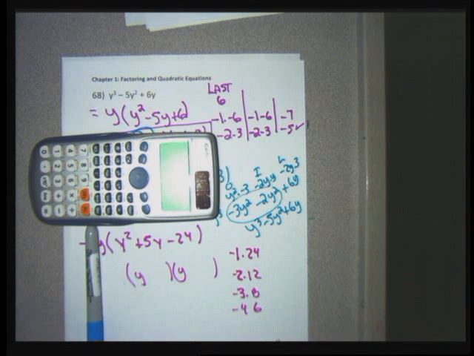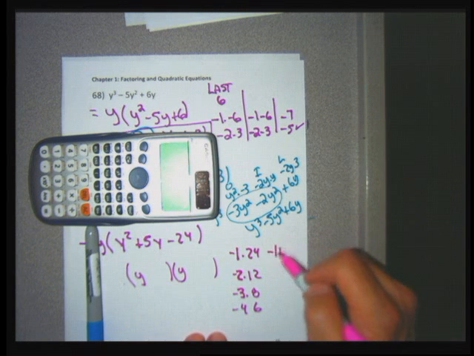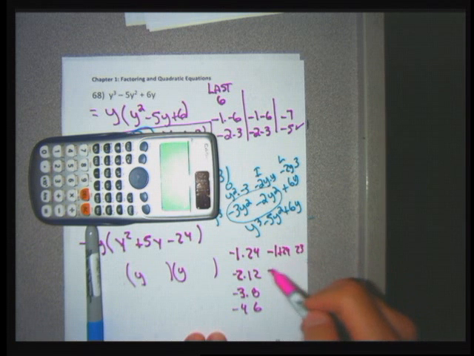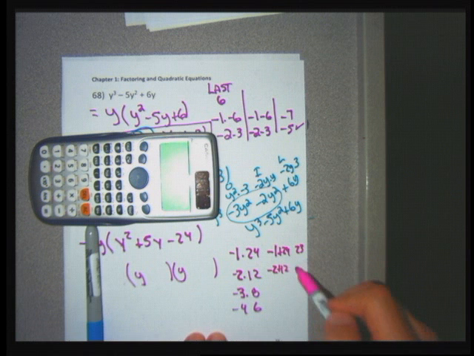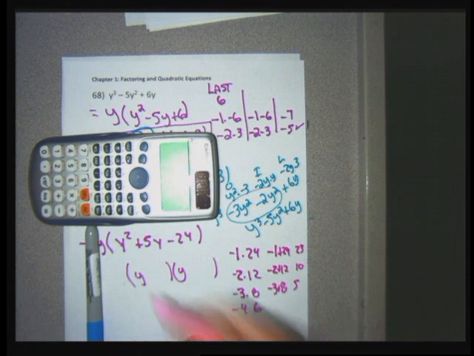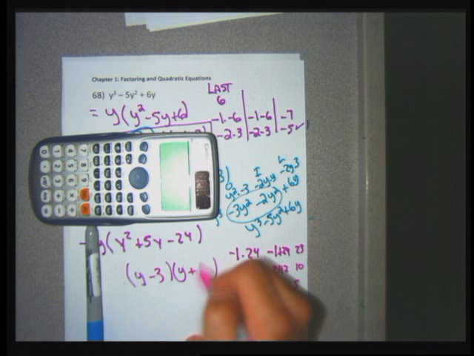If you put the negative with the bigger number, you wouldn't get a positive. Negative 1 plus 24 gives me a positive 23. That's no good. Negative 2 plus 12 gives me a positive 10. That's no good. Negative 3 plus 8 gives me 5. That's good. I won't even go to the next one. I'm going to put a minus 3 and a plus 8 in.